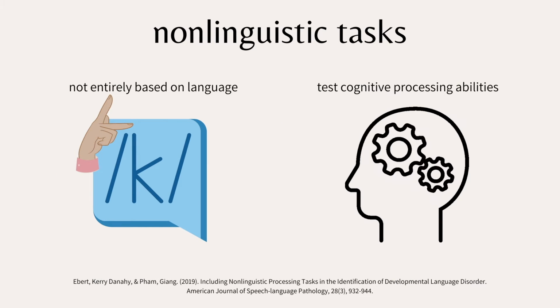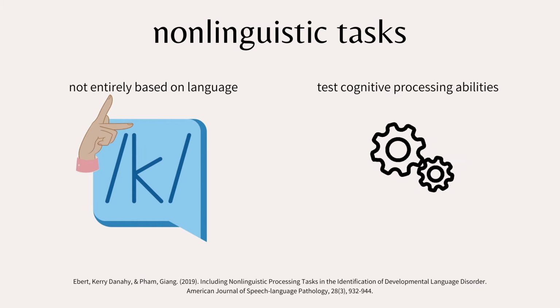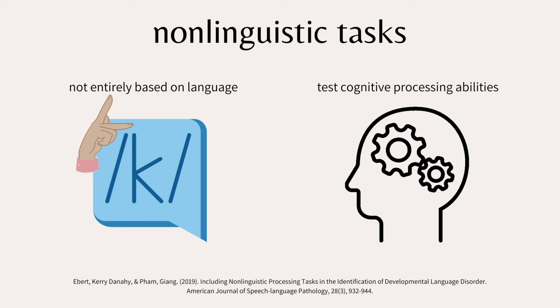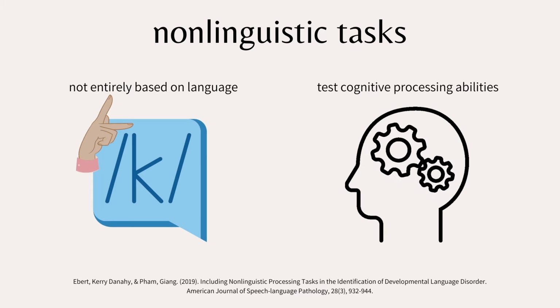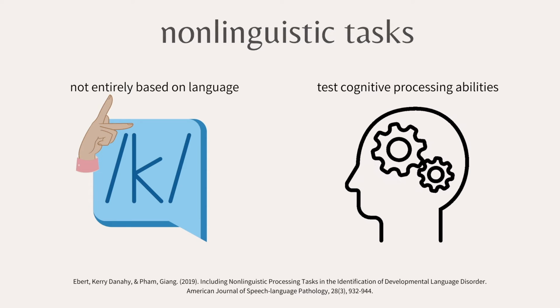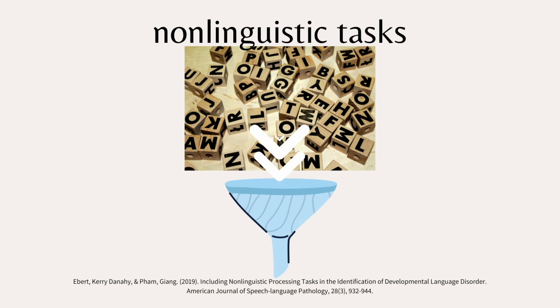Non-linguistic tasks are not entirely based on language, but instead are used to test cognitive processing abilities. This may seem counterintuitive, but previous research has suggested that slight deficits in cognitive processing can contribute to language disorders. In other words, for children with DLD, it may take slightly longer to process linguistic information, which contributes to the difficulty acquiring and using language.